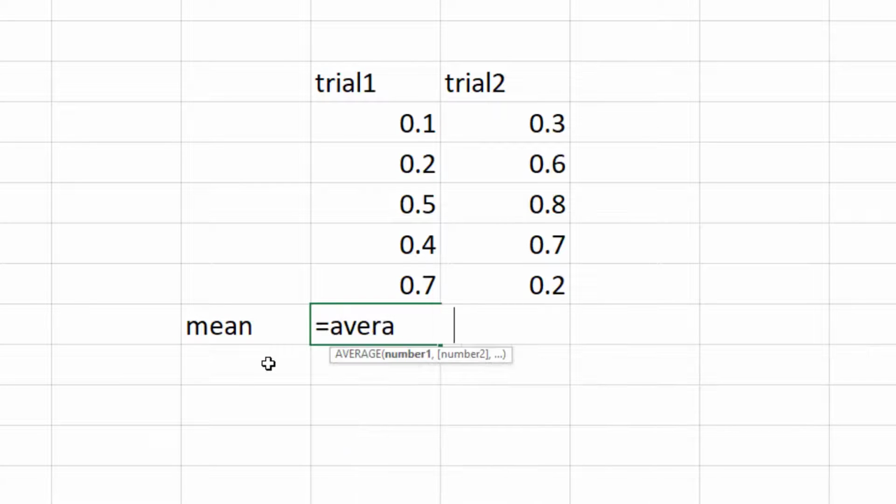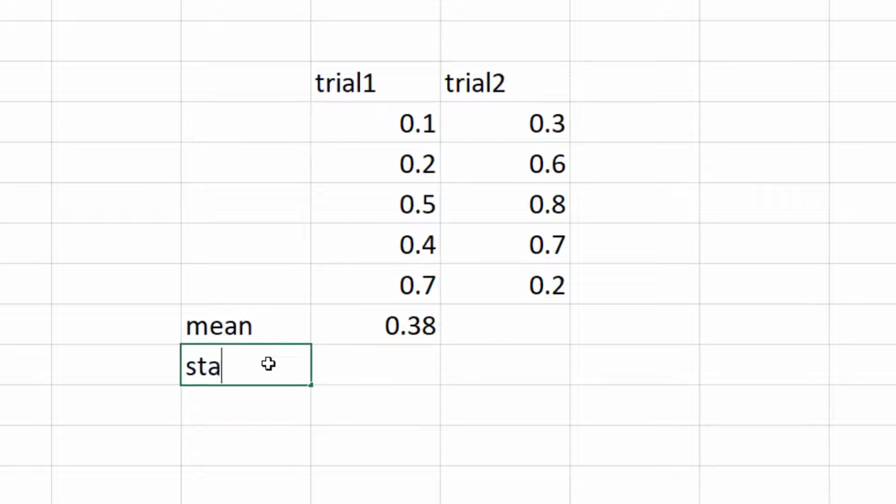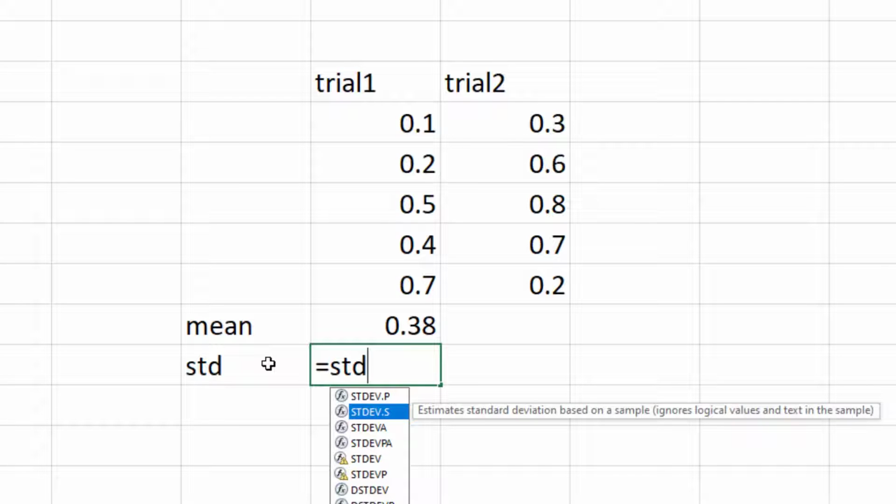using the average function, and then their standard deviation using the standard deviation function. Use the .s for the sample one.